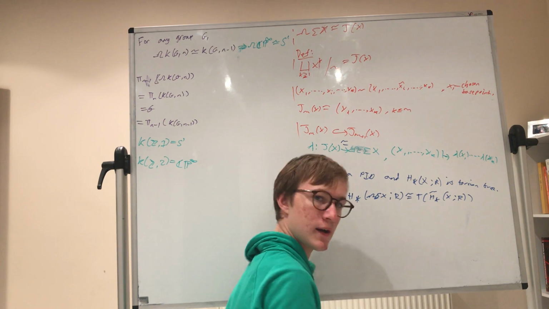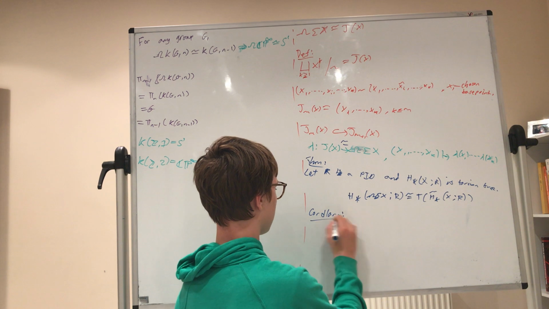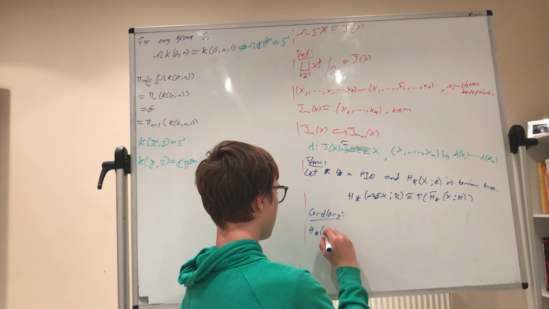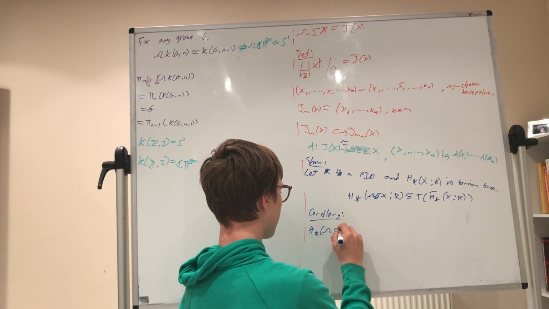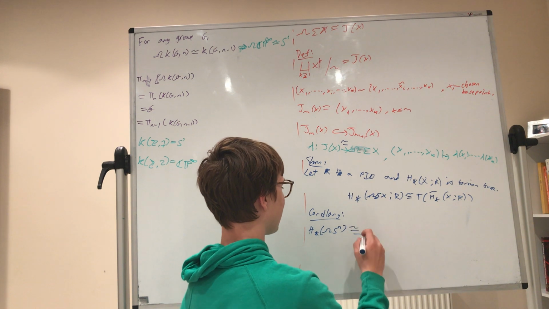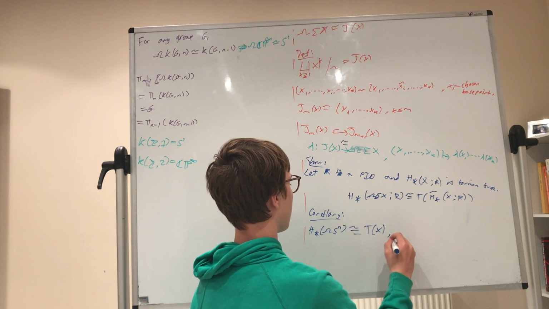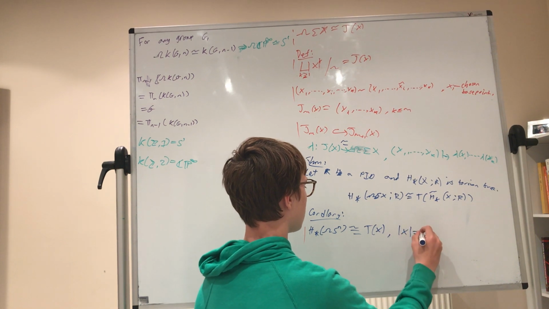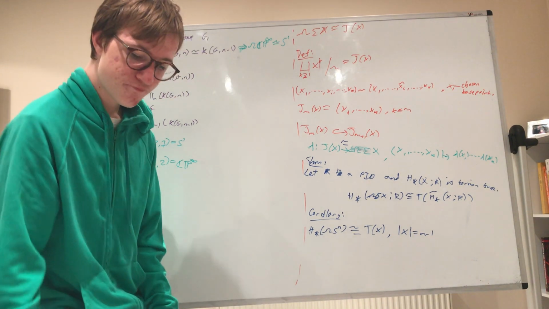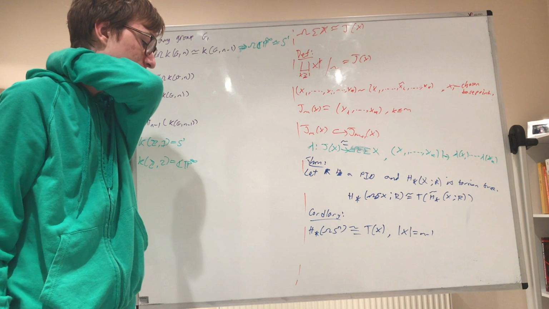So, as a corollary, we have that the homology of the loop space of the sphere, which is not immediately obvious by any means, is isomorphic to T of X, where the degree of X is equal to n minus 1. So, after this work, we managed to compute the homology of the loop space of the sphere.